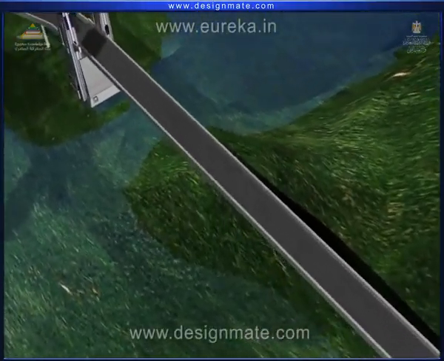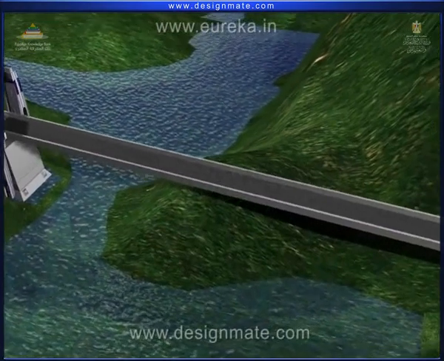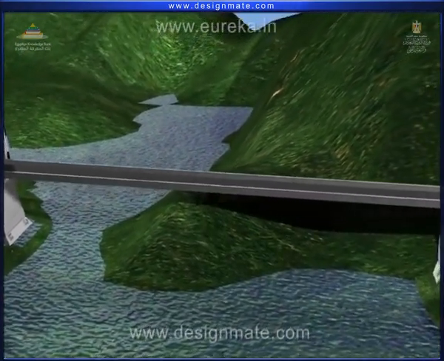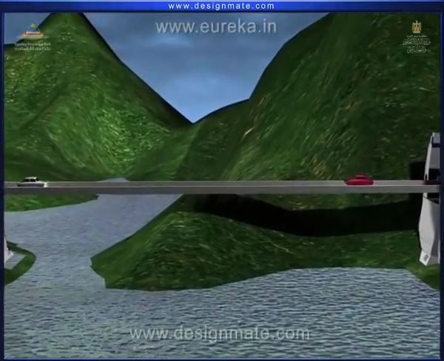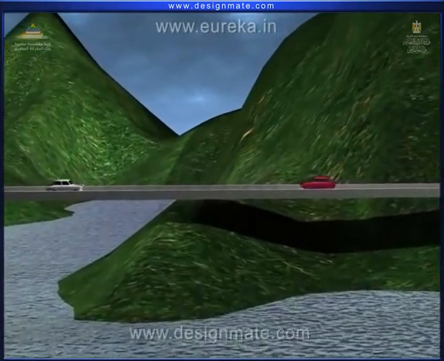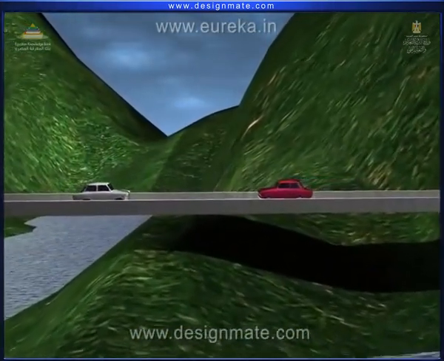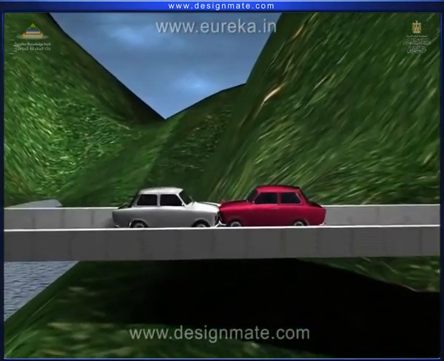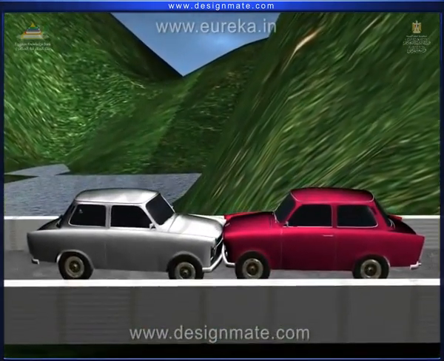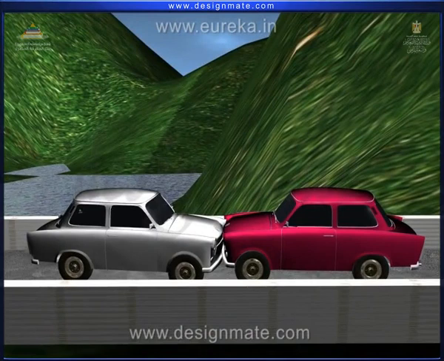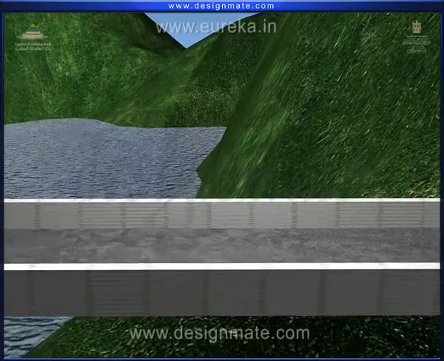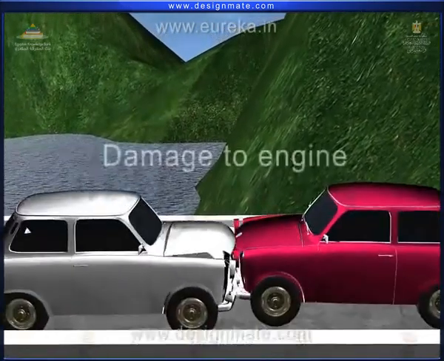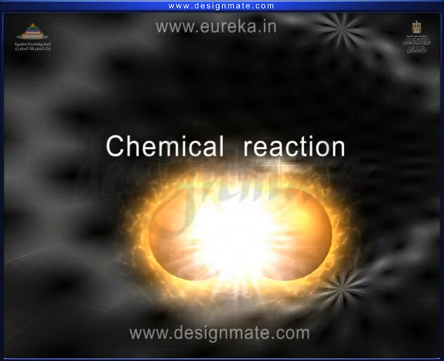A simple analogy explains this point. Imagine two cars are running on a narrow road toward each other. As they approach each other, the drivers apply brakes to slow down the speed, but they fail to avoid the accident. Thus, cars collide, but due to very slow speed, their engines are not damaged. Damage to the engine is equivalent to a chemical reaction.